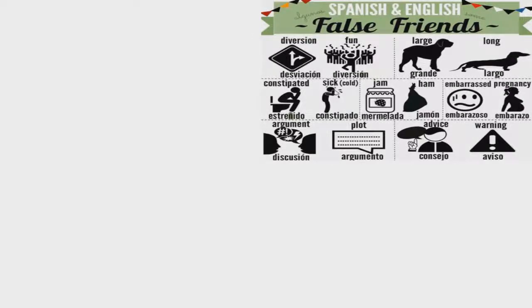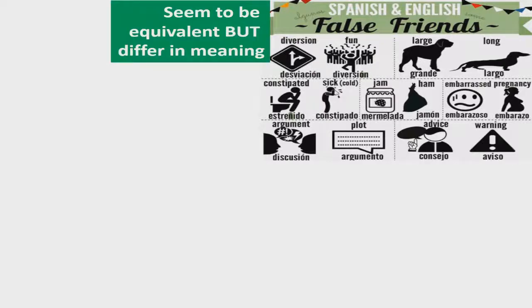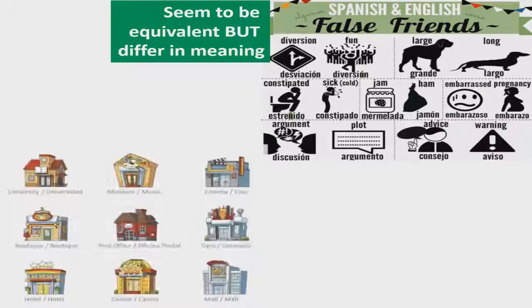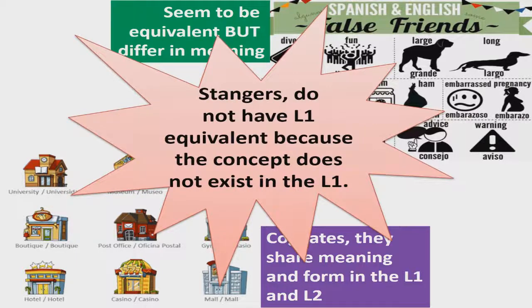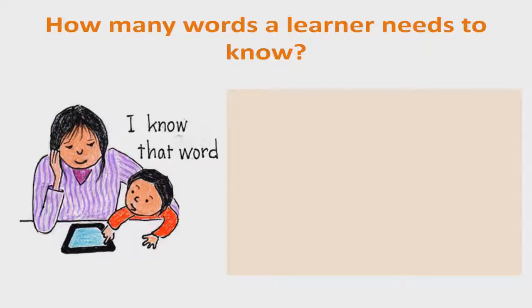First of all, many cross-language errors are due to what we know as false friends. Those are words that seem to be equivalent, but their meanings do not exactly correspond. There are some languages that share words with similar forms, and they are called cognates or real friends. They share meaning and form in the L1 and in the L2. And finally, there is another type of words called strangers, and these are words that have no equivalent in the L1, since the concept just doesn't exist in the lexicon of the L1.